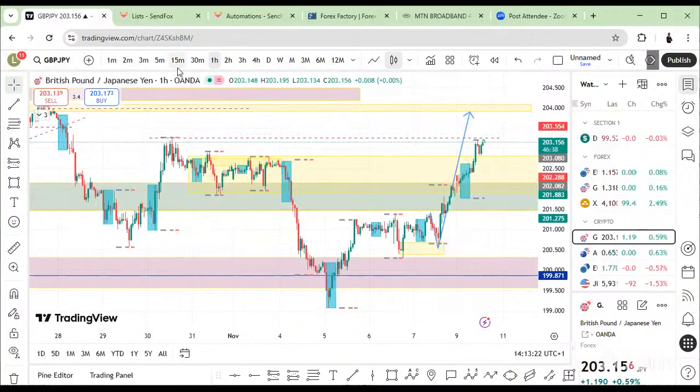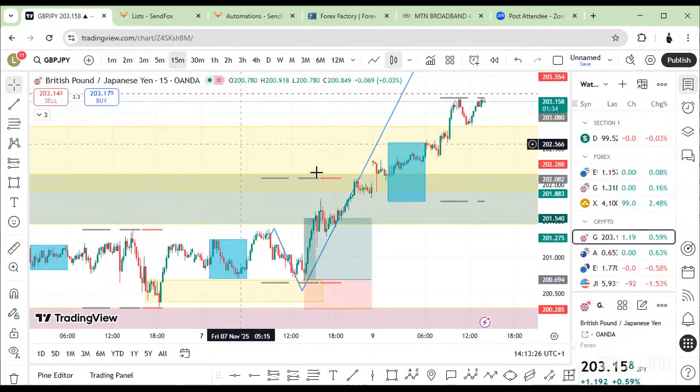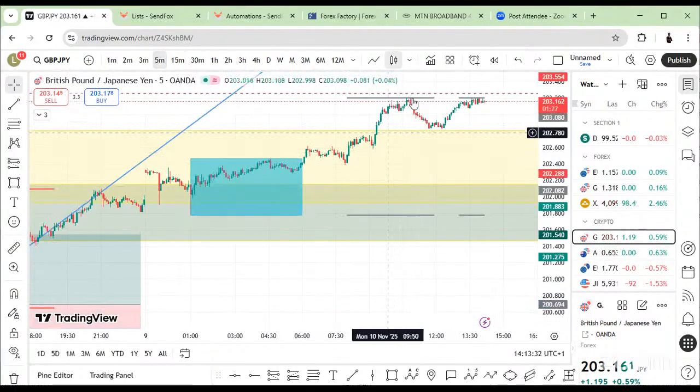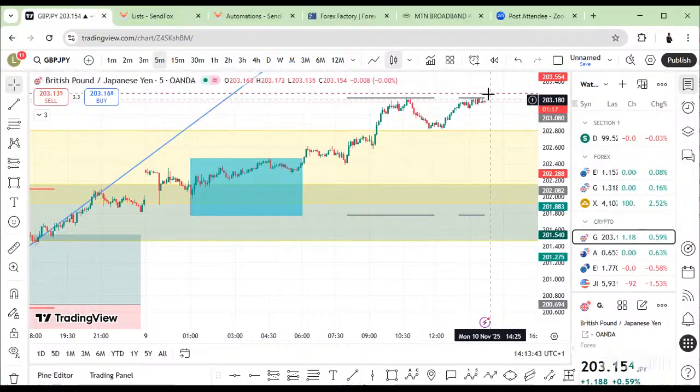But let's go to the lower time frame to see what is going on. On the lower time frame, 15 minutes, even 5 minutes, we've not seen any market structure shift so far. So we've just been seeing a double top. So what we should expect to see is, let's wait and see if price is going to give the entry signature for us to follow through to the downside after taking out this liquidity level.